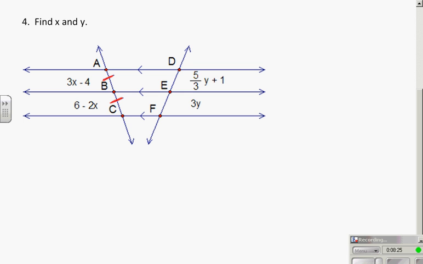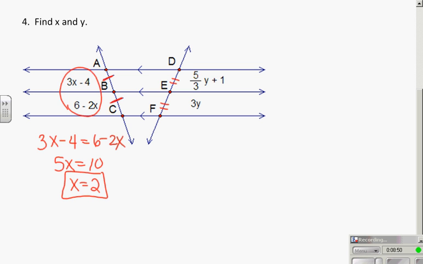lines and proportional parts. How do we tell the difference? Given information in the picture. Those two pieces are marked congruent, which then means those two pieces are congruent by that congruent pieces of parallel lines. So I can write two separate equations. 3x minus 4 is equal to 6 minus 2x. So add 2x to both sides, add 4 to both sides, divide by 2.